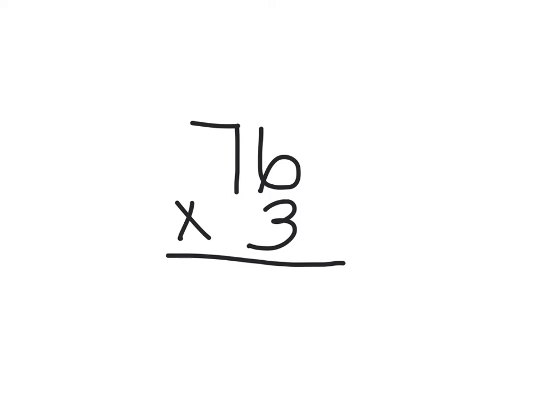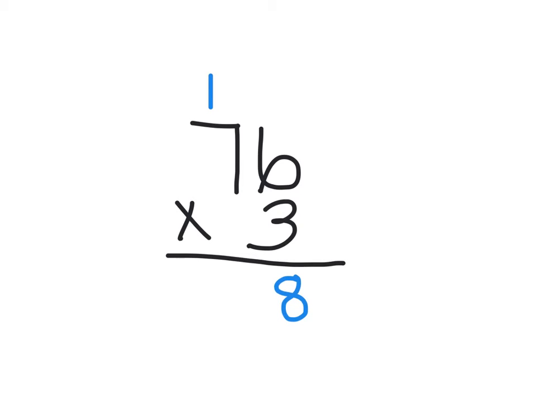I'm going to show you using the shortcut method one more time. So here I have 76 times 3. So my first step is multiplying my 1s out. So 6 times 3 1s equals 18. So I have my 8, and then I bring that 1 ten.